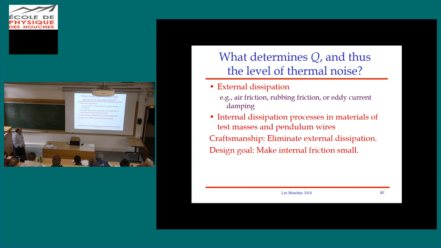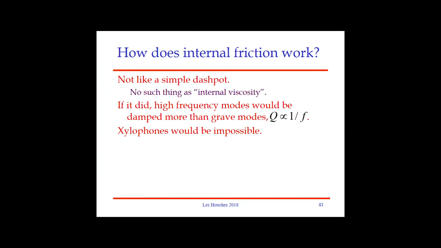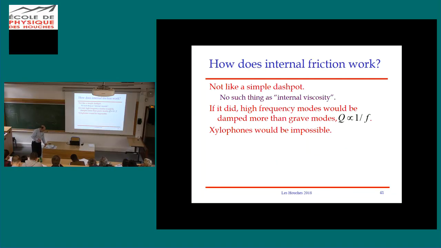And I'll say more about that, but once we use our good craftsmanship, then the real challenge is to find ways to make the internal friction, the internal dissipation in test mass materials and pendulum fibers, small enough. Now, I need to say a few things about how internal friction works, because I never learned this in my physics training, right? But it turns out to be really important. I became, in effect, a material scientist for a decade or more of my life, even though I wanted to be, you know, a co-discoverer of gravitational waves. I wanted to be doing relativistic gravity. But material science turned out to be the challenge.